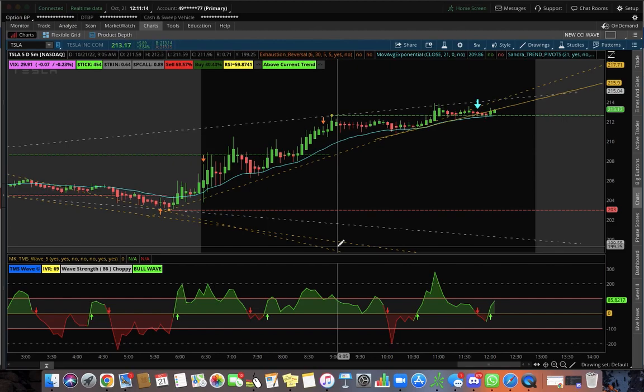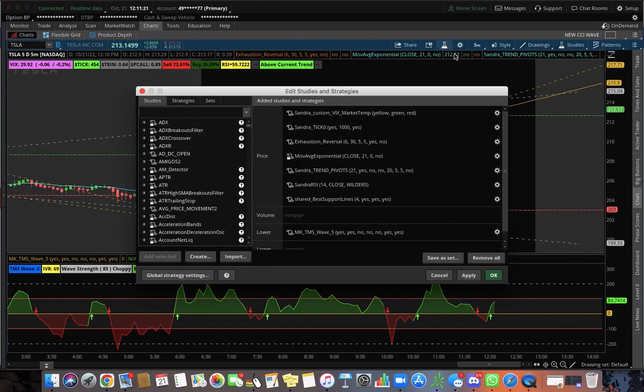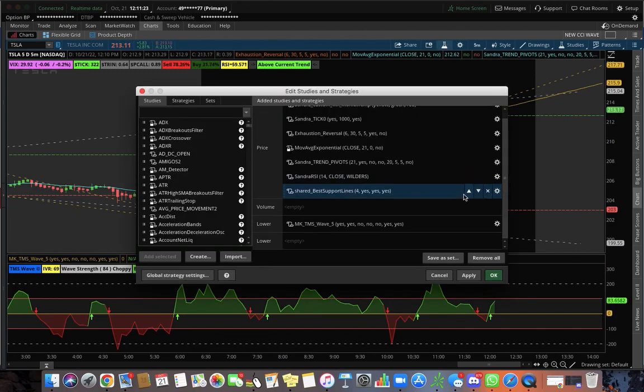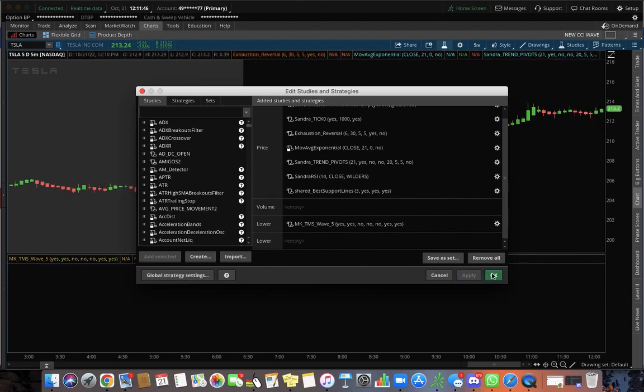And what I like about this one, it does give you more trend lines. As a matter of fact, you can actually customize it by going into your studies icon, going into your best support lines, into your gear shift, and you can see that you can put a lot more or a lot less max lines on your chart. Could you imagine having 8 of these on here, as if we needed all of that? But in any event, I think you get my drift.